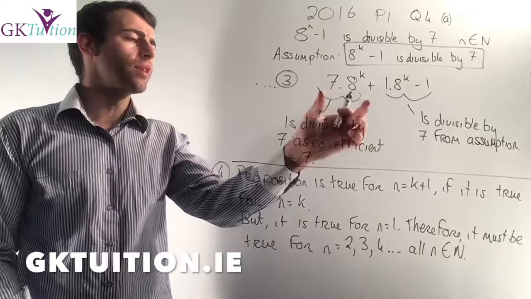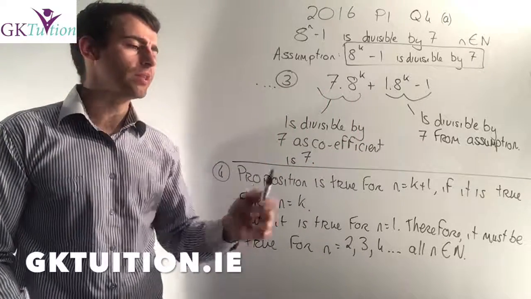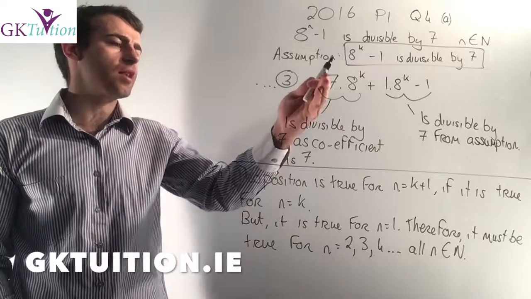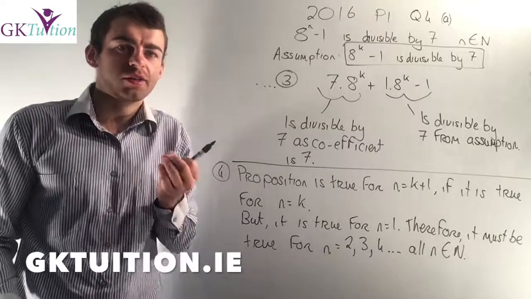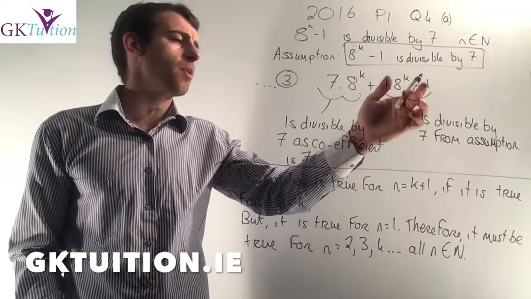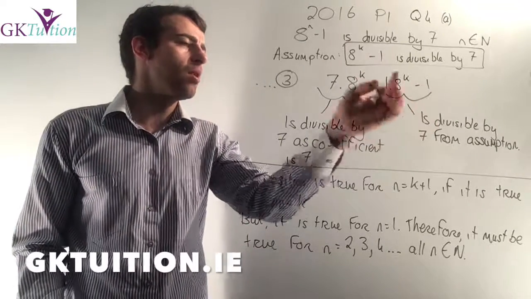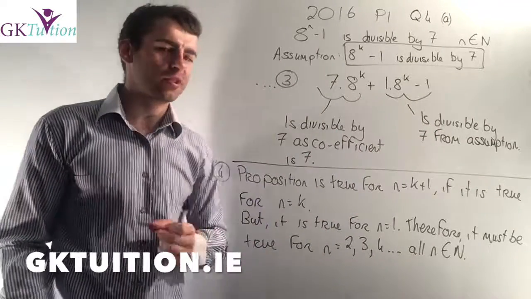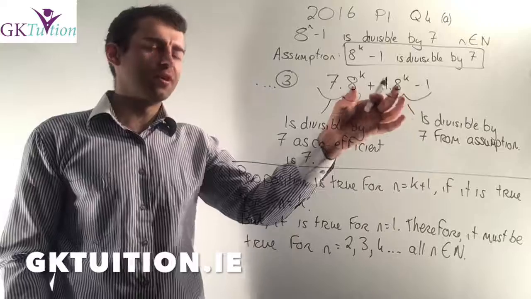Now straight away I can say that this first term is divisible by 7. It is divisible by 7 because the coefficient is 7. It's 7 times a to the power of k, so clearly that is divisible by 7. I know that 1 times a to the power of k minus 1 is divisible by 7 because that's my assumption. So I can say it's divisible by 7 from assumption. So that's enough to conclude part 3.